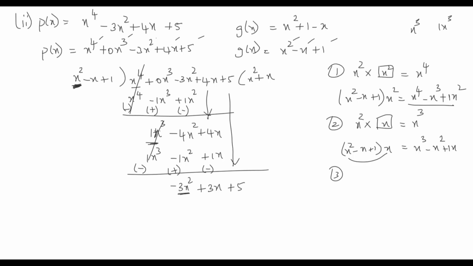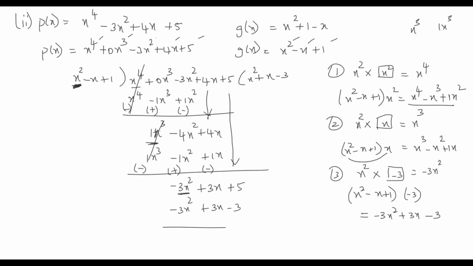Consider the first terms. What should be multiplied to x square so that we'll get minus 3x square? Minus 3 should be multiplied. Therefore, we know that minus 3 should be multiplied. Multiply whole g of x by minus 3. X square into minus 3 is minus 3x square. Minus into minus is plus 3x. Plus 1 into minus 3 is minus 3. Substitute the whole here: minus 3x square plus 3x minus 3.